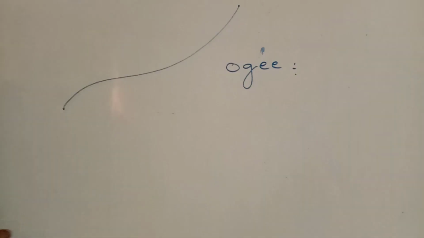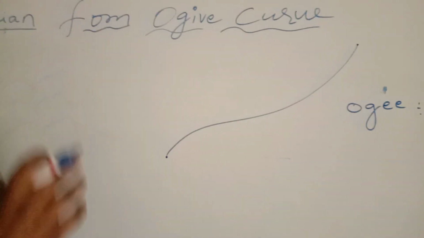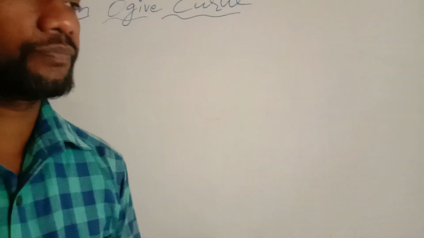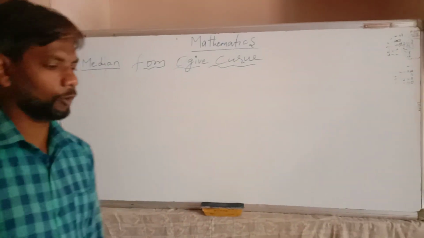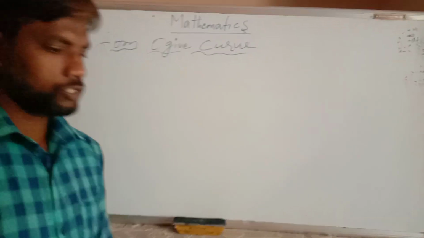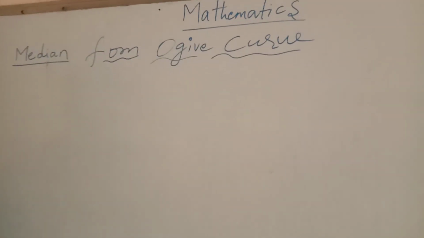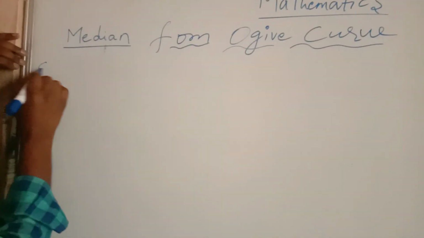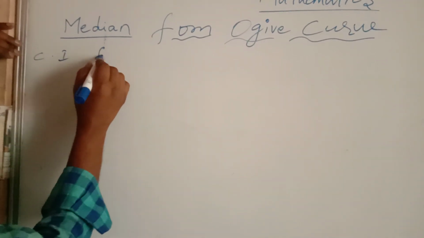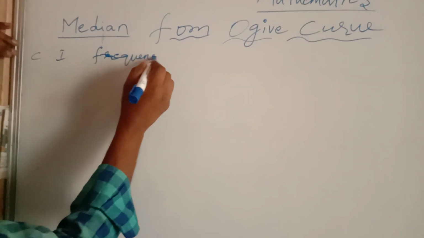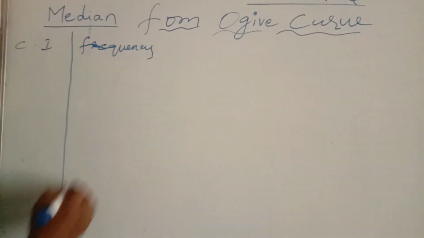So how to find the median by using the Ogive curve? We'll see one question. It's like this. Convert the given distribution into an LCF and obtain the median, or draw the Ogive curve for the given data. The question will be like this: class interval and frequency.